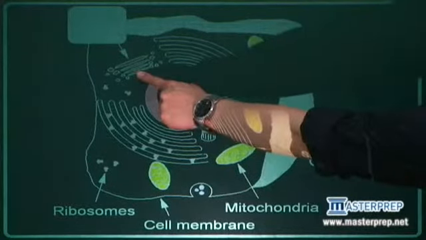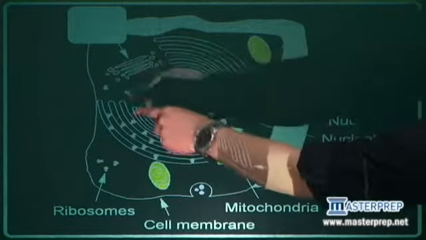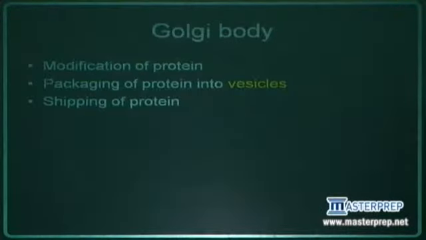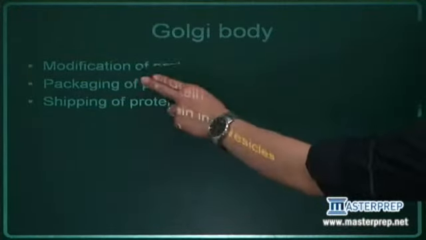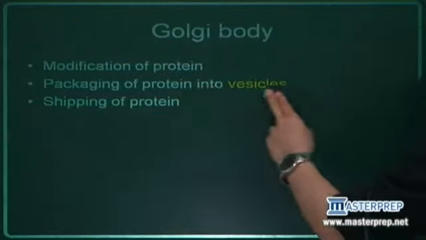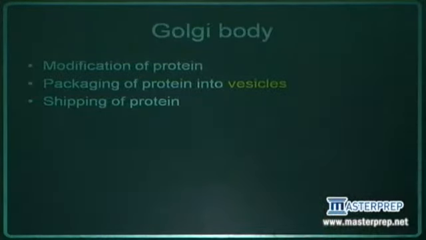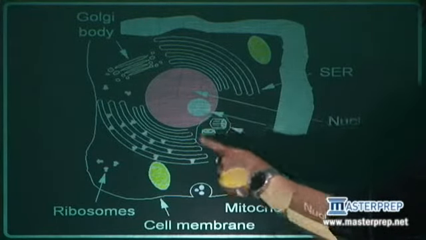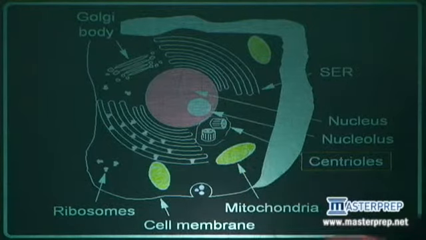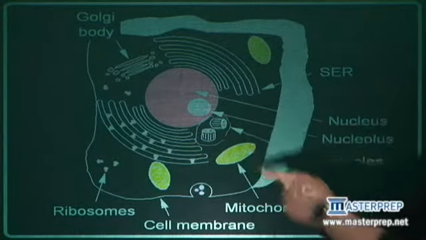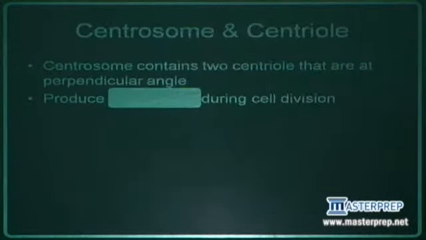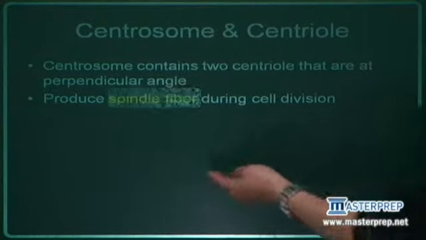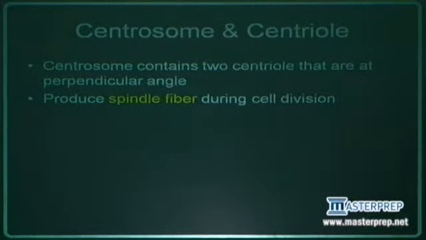And this one, detached from the nucleus, but also membrane-bound, and you see some vesicles. Of course, that's got to be Golgi body. And it modifies the protein, packages the protein into vesicles, and ships the protein to the different destinations. And this thing is the centrosome, and these two within the centrosome should be the centrioles. And they are responsible for creating the spindle fiber during the cell division.